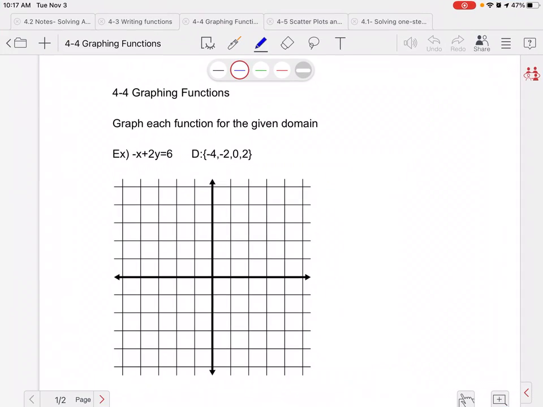Hi guys, welcome back. We're going to talk about graphing functions today. We're going to do it the long way this week, and then later in the next chapter we're going to learn a lot of shortcuts, okay? So we're going to graph each function for the given domain, okay?